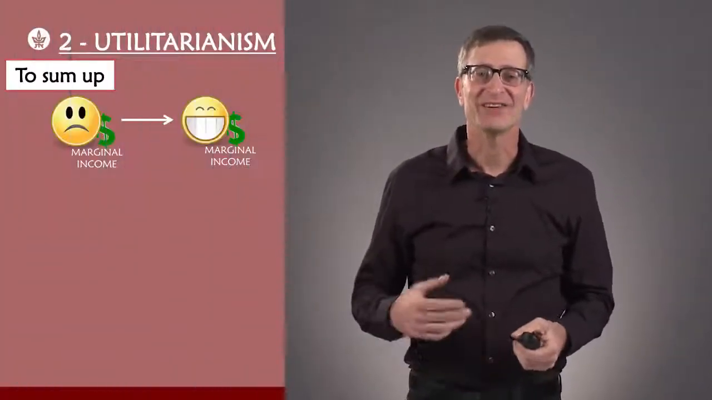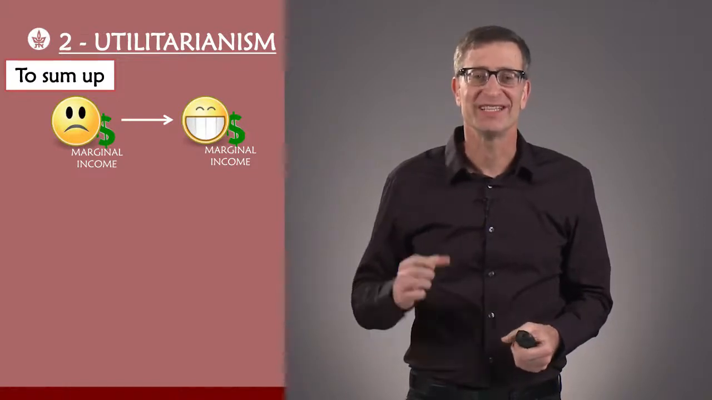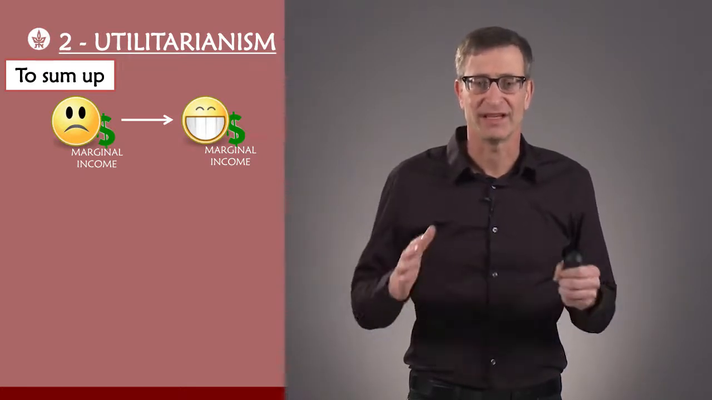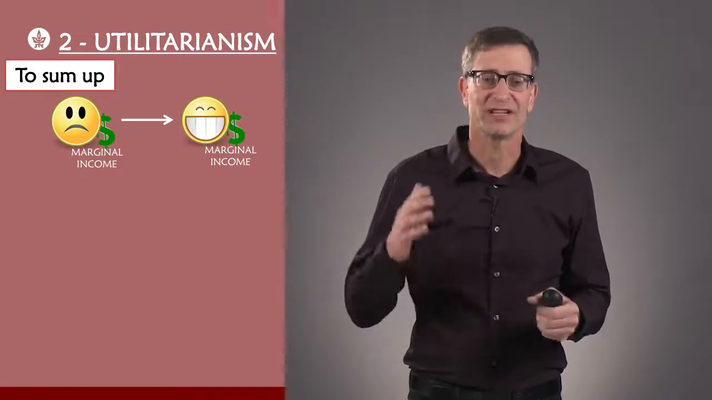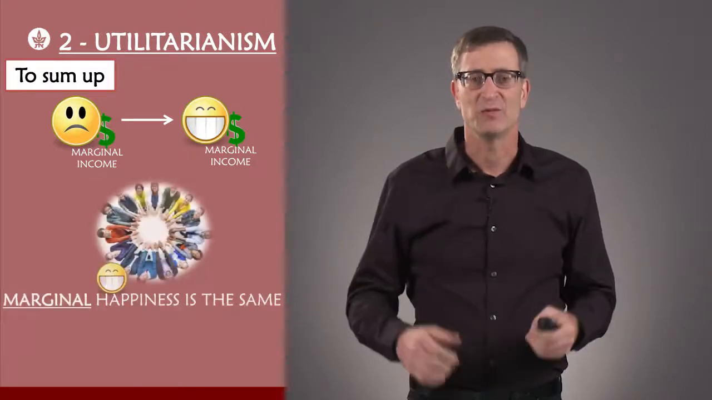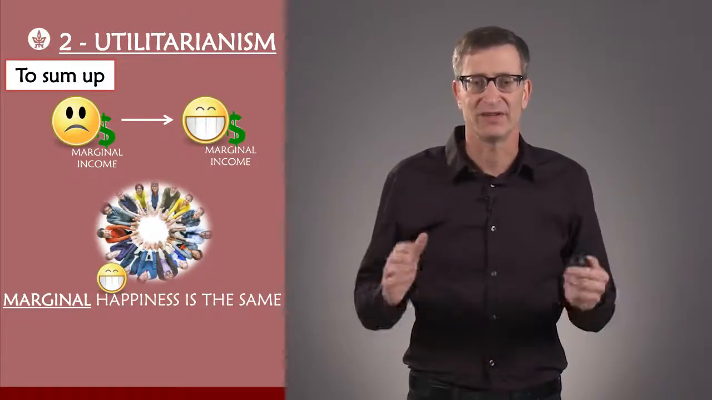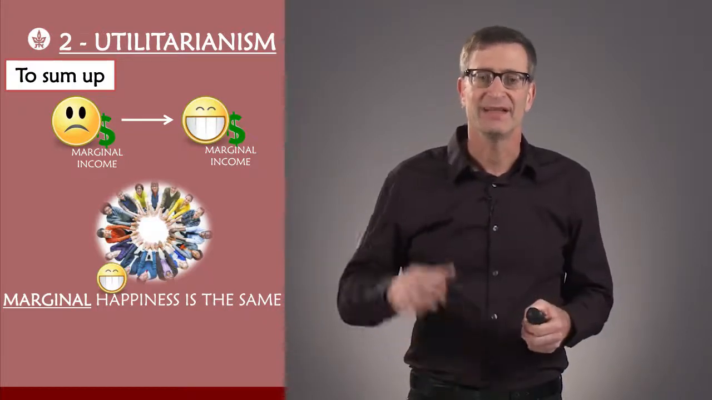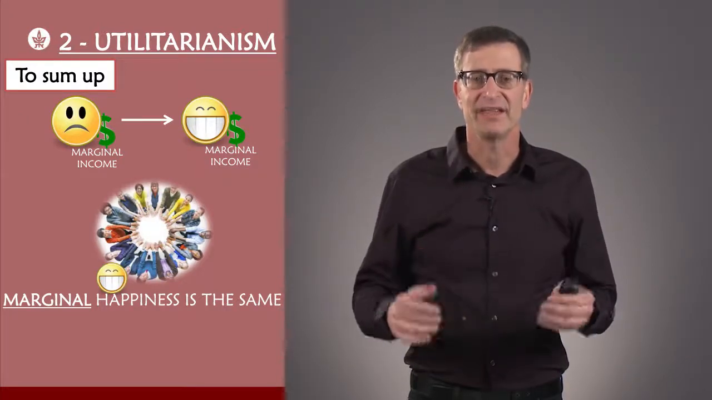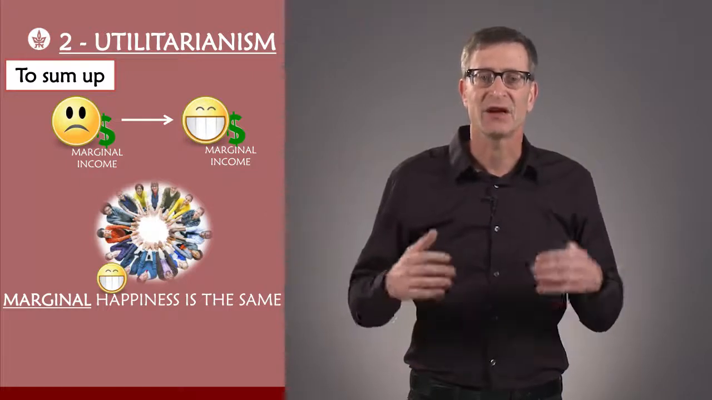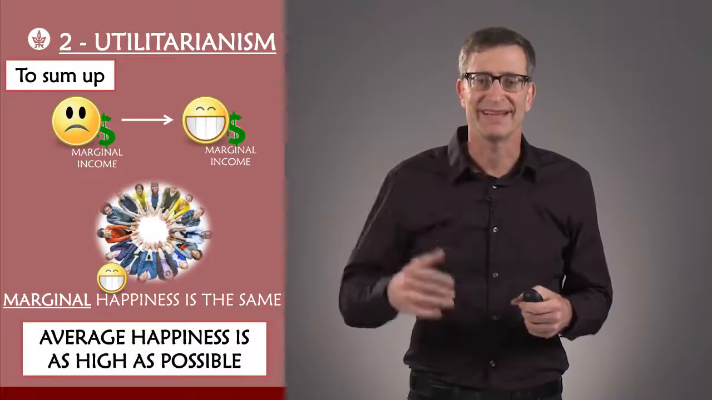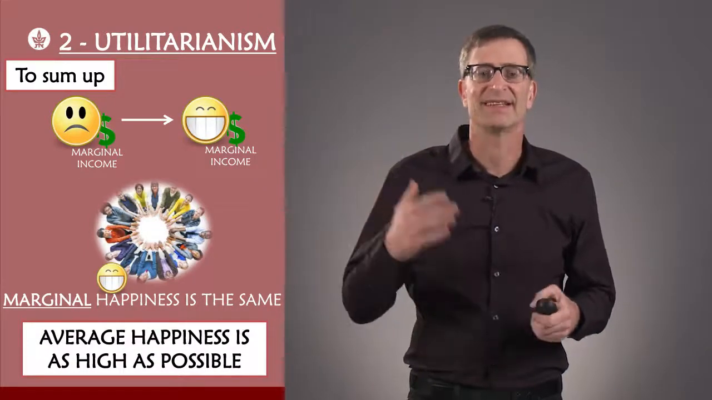To sum up, under utilitarianism, the government should redistribute resources from individuals whose marginal utility of these resources is low to individuals whose marginal utility of the resources is high. Redistribution would end when the marginal happiness of all individuals in society is the same. This does not mean that their happiness levels will be the same. It only means that through redistribution, the government cannot further increase the aggregate happiness in society, which is the same as saying that the average happiness is as high as possible.